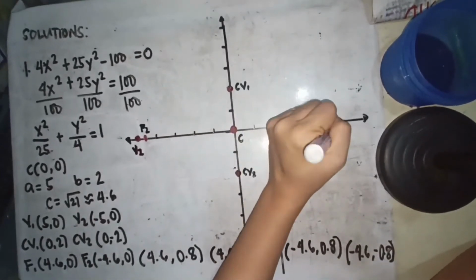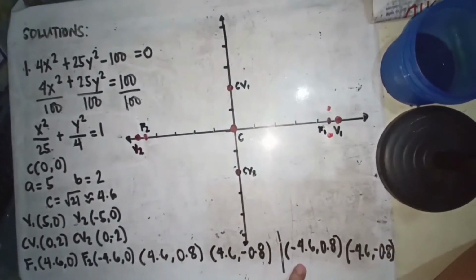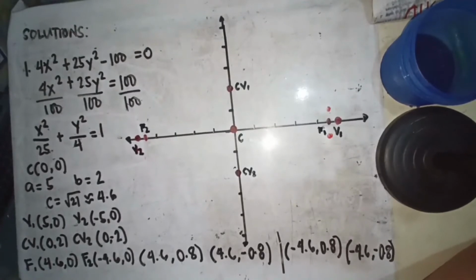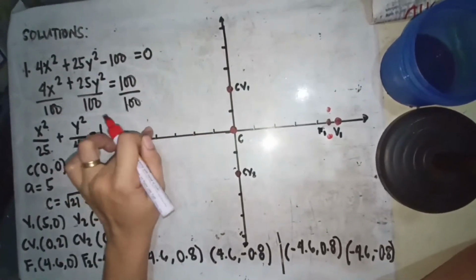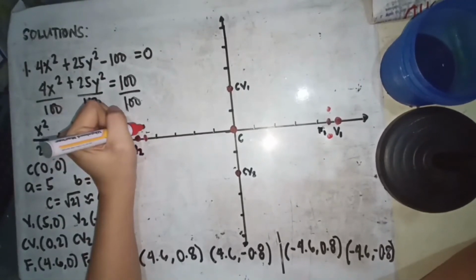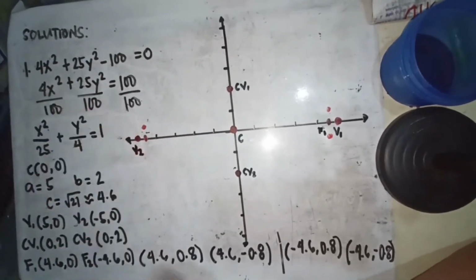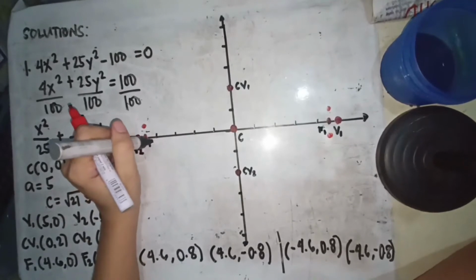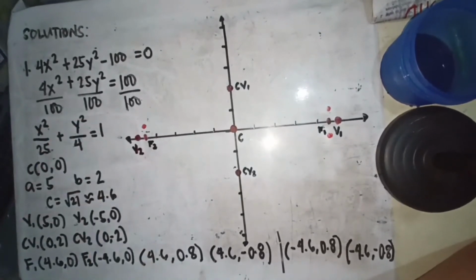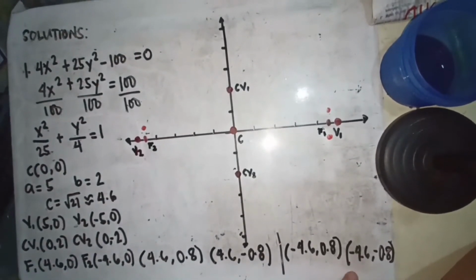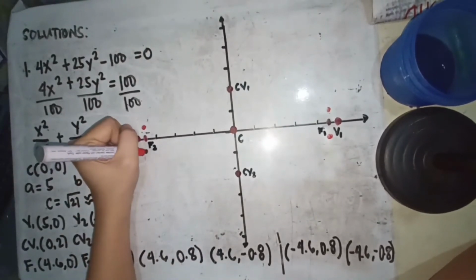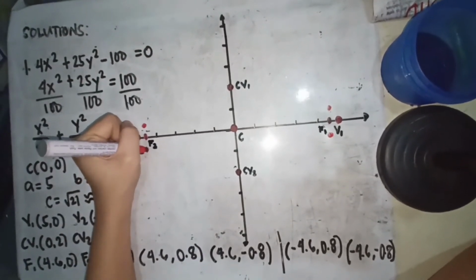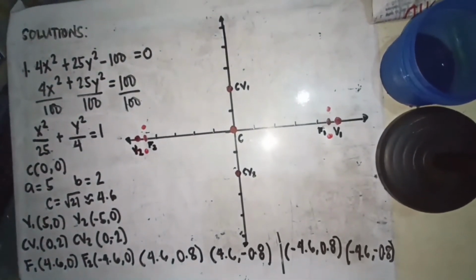Okay, next, we also have negative 4.6 and 0.8. So, approximately here. Again, this is F sub 2. We also have negative 4.6 and negative 0.8. Okay, so those are the points for our ellipse.